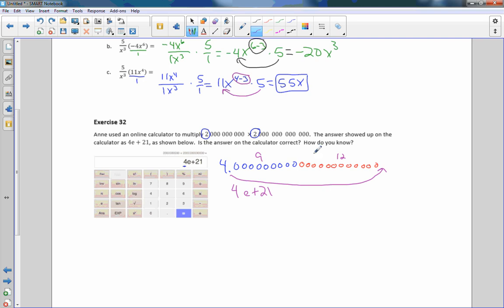So is the answer correct? Yes. How do you know? There's the explanation. The number of decimal places. That decimal had to be moved to make it really big.